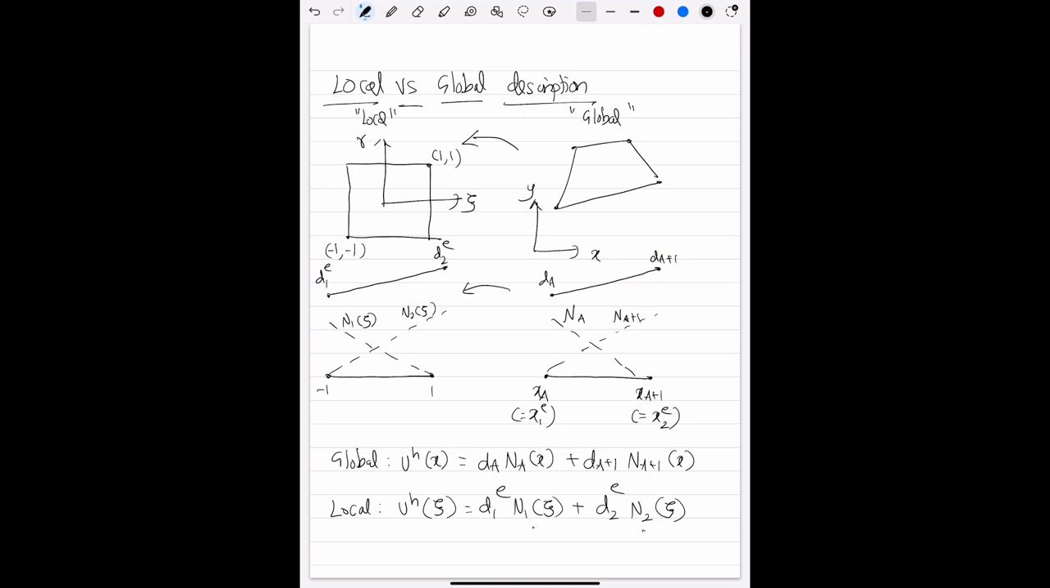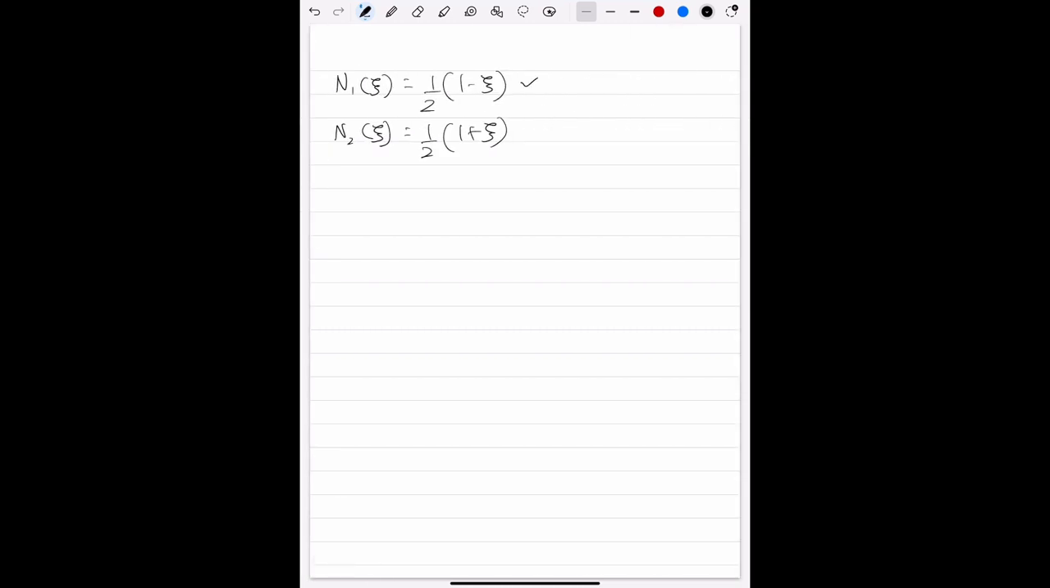Now for n1 of psi, we know that at psi equal to -1, n1 is equal to 1, whereas at psi equal to +1, n1 is equal to 0. Using these two relations, we can determine the values of alpha and beta and then get the expression for n1 of psi, which is given by this relation over here. And similarly, n2 of psi is given by this relation over here.